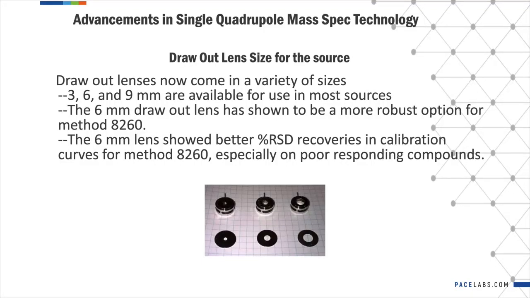Mass spec source draw-out lenses now come in a variety of sizes. 3mm, 6mm, and 9mm are all available for use in most mass spec sources. Through testing, it has been found that the 6mm lens has shown to be a more robust option for method 8260. 6mm lenses have given better percent RSD recoveries and calibration curves, especially on poor responding compounds.